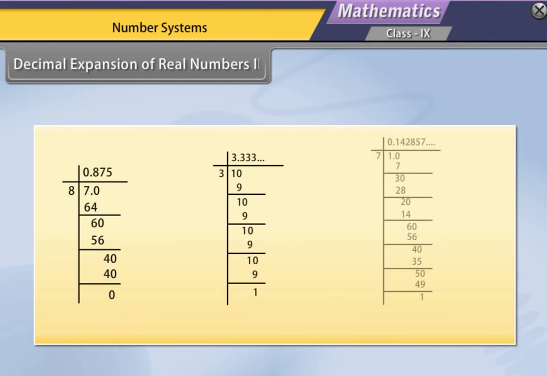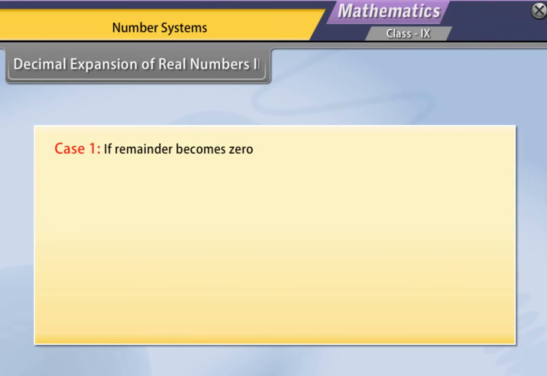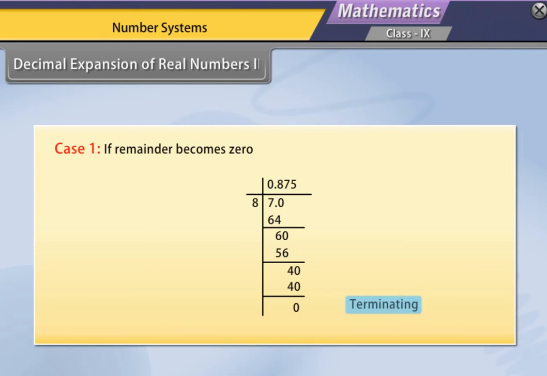Did you notice something here in all these examples? Notice that the remainders either become 0 after a certain stage or start repeating themselves. Let us go through these cases one by one. Case 1 is, if the remainder becomes 0, then the decimal expansion ends after a finite number of steps. The decimal expansion of such numbers is terminating.